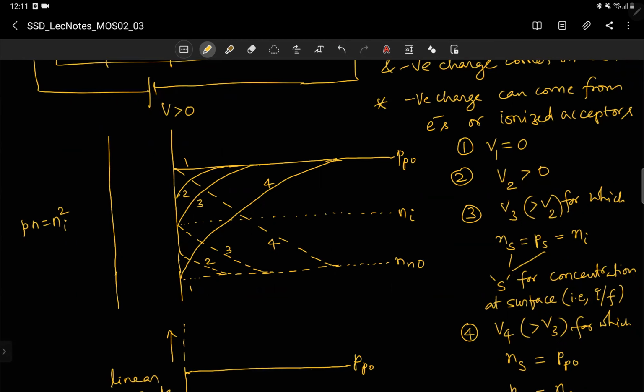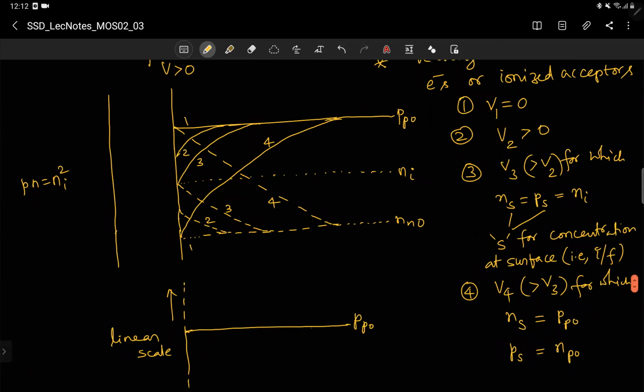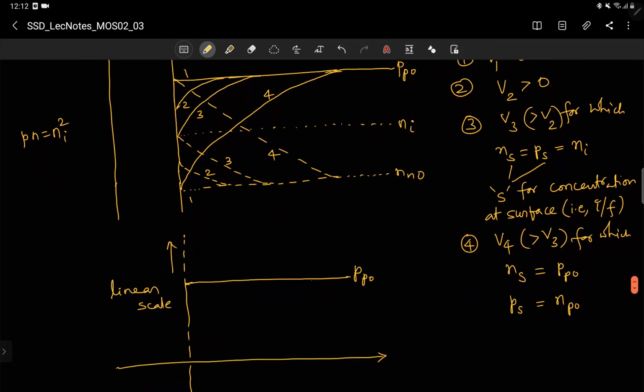So for V equal to V4, which is greater than V3, Ns is equal to Pp0. So N is increasing towards the surface. At the surface, the electron concentration is equal to Pp0. And at the surface, the hole concentration is equal to Np0, because if electron concentration is Pp0, hole concentration has to be Np0, because Pp0 times Np0 gives you Ni squared, which is what we should have deep inside. So this is how it is.